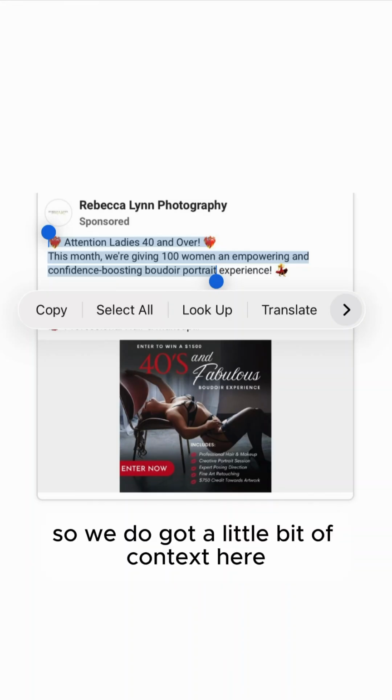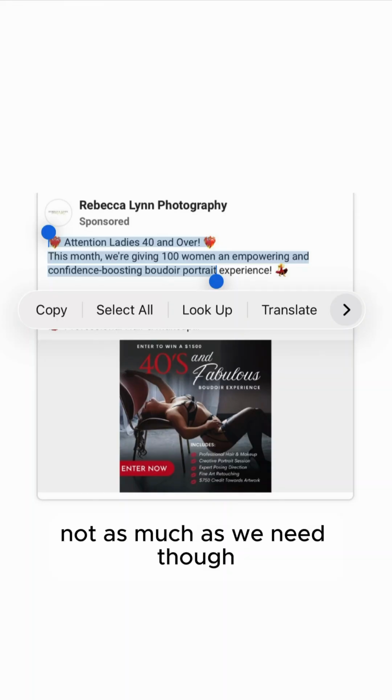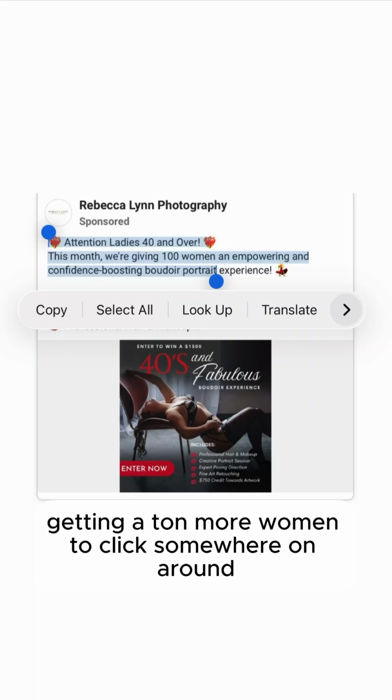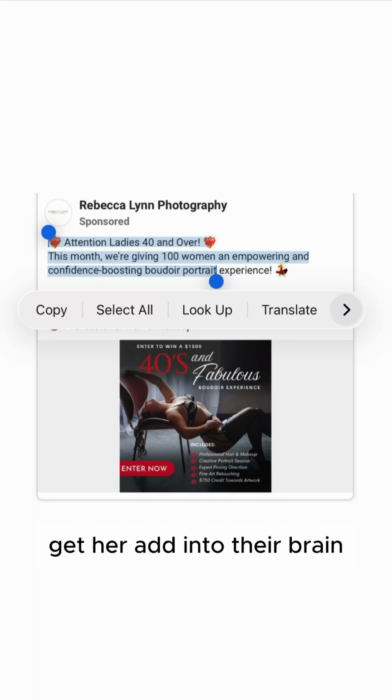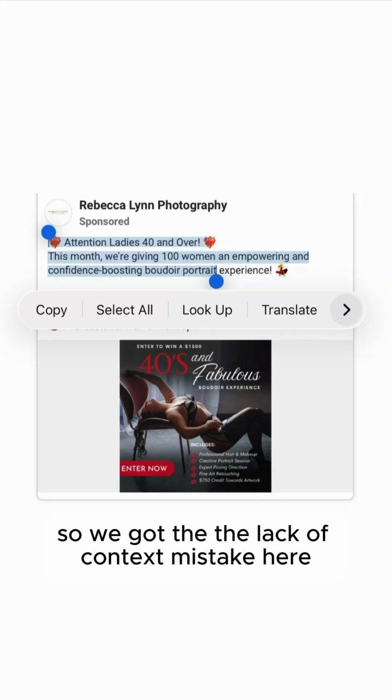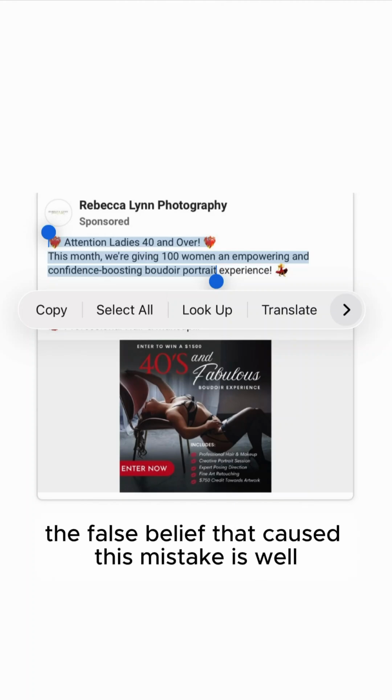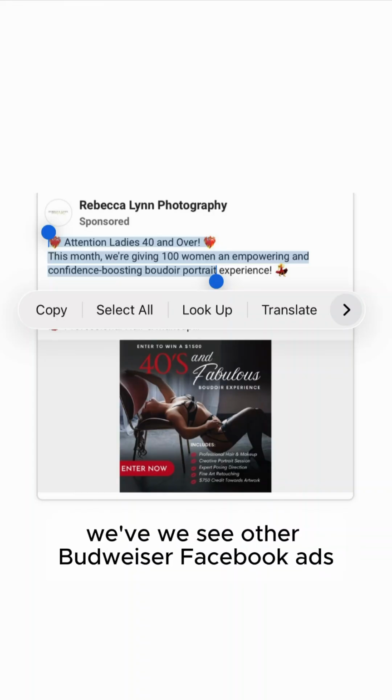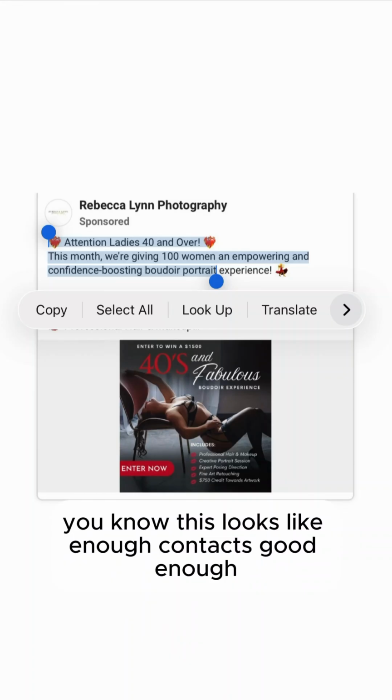Okay, so we do got a little bit of context here. Not as much as we need, though, to give ourselves the best shot of getting a ton more women to click somewhere on our ad and get our ad into their brain. So we got the lack of context mistake here. The false belief that caused this mistake is, well, we see other boudoir Facebook ads. This looks like enough context, good enough.